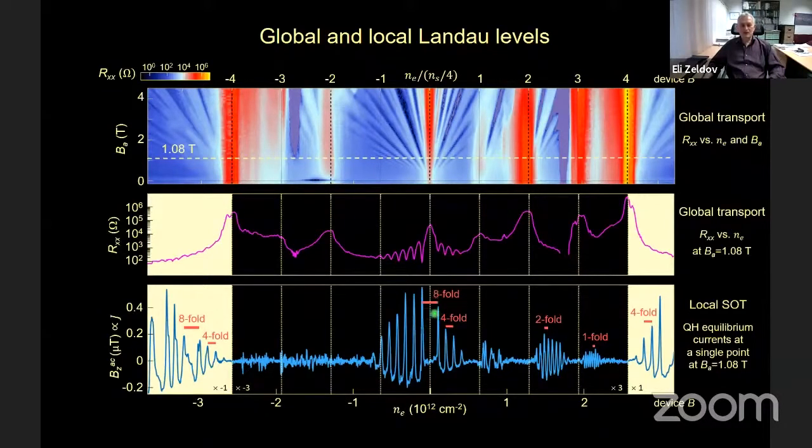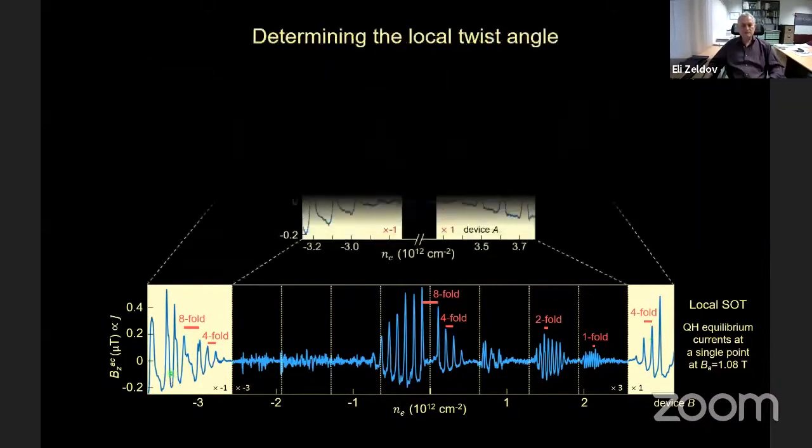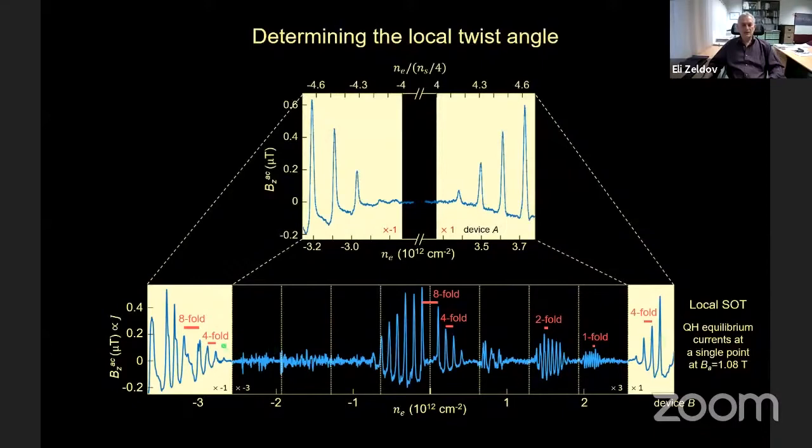The zeroth Landau level is 8-fold degenerate. Here the rest of the Landau levels are 4-fold degenerate. Here are 2-fold degenerate ones. The dispersive bands are usually 4-fold degenerate, but occasionally we see an 8-fold degeneracy. So now let's look more carefully at the dispersive bands.